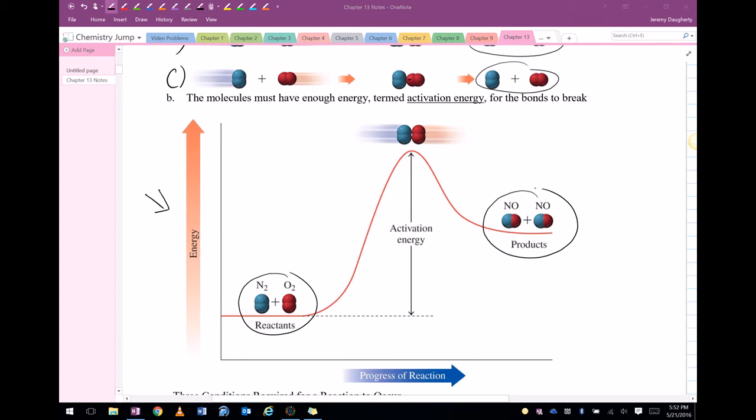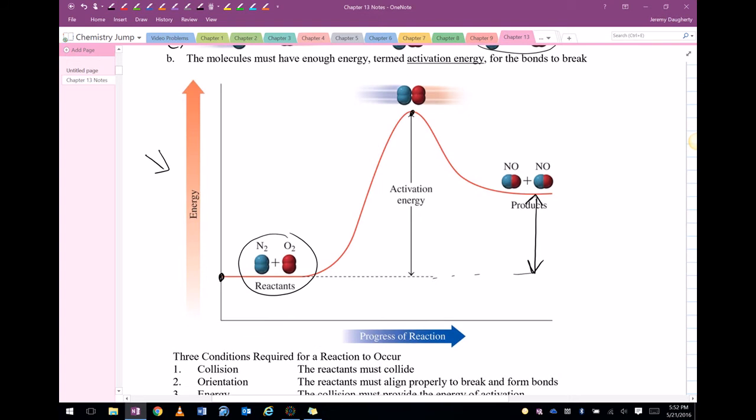Now this hill, we start here, here's the height. That hill is what's called the activation energy, and that's the amount of energy that's required for the reaction to start. All right, let's talk about one other thing here. We have, here's the amount of energy, the difference in energy for this reaction. So this would actually be an endothermic reaction.